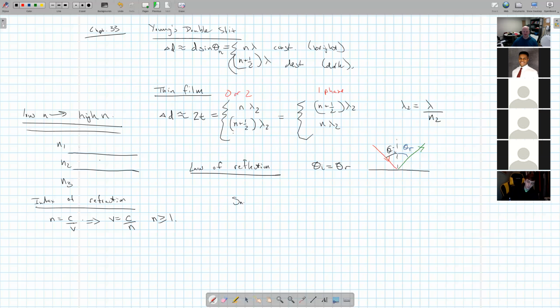What else did we do? We did Snell's law. Snell's law says that if I have a boundary, so here's my boundary, and an incoming light which strikes the boundary, this comes in at an angle, say theta 1, and then gets transmitted or refracted into the second medium at a different angle, theta 2, which depends on the index of refraction. So this is theta 2. Snell's law says that n1 times sine of theta 1 is equal to n2 times sine of theta 2.